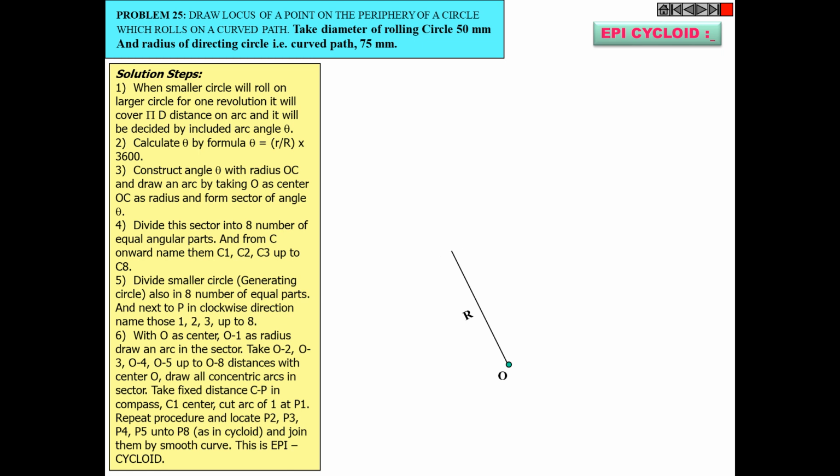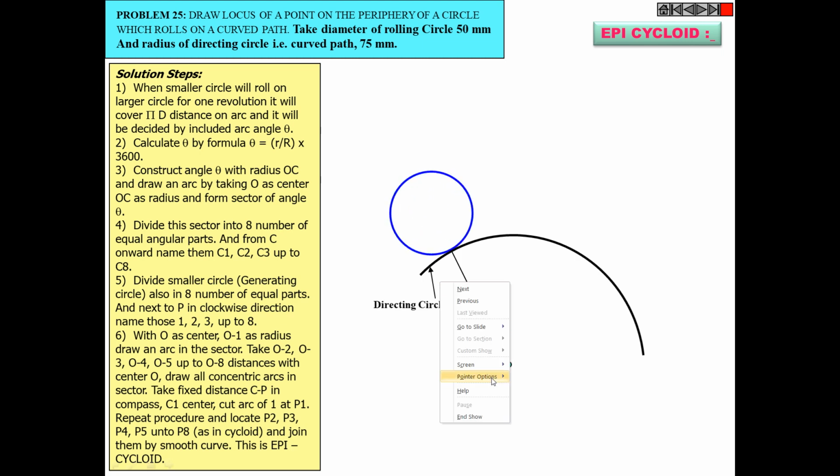Once you extend, so this is my directing circle. Once you extend this line, that means which line? This particular line. Just extend this line. Fine. You know that the diameter of the rolling circle is 50 mm. So radius will be 50 by 2, 25 mm. Take that much length in your compass. Place your compass at the intersecting point, and on that extended radius line, just cut an arc.